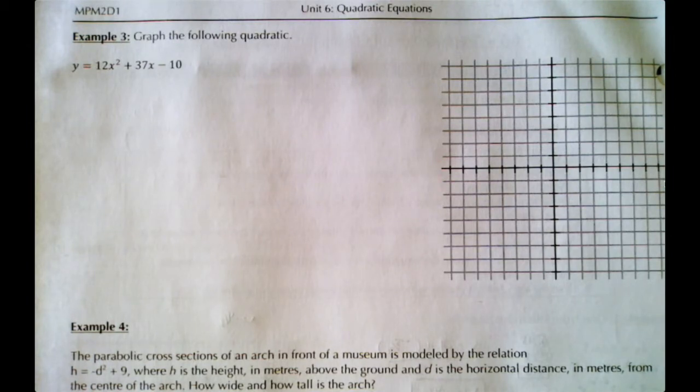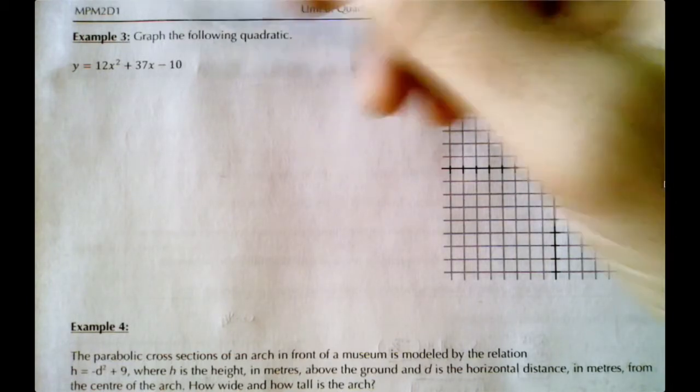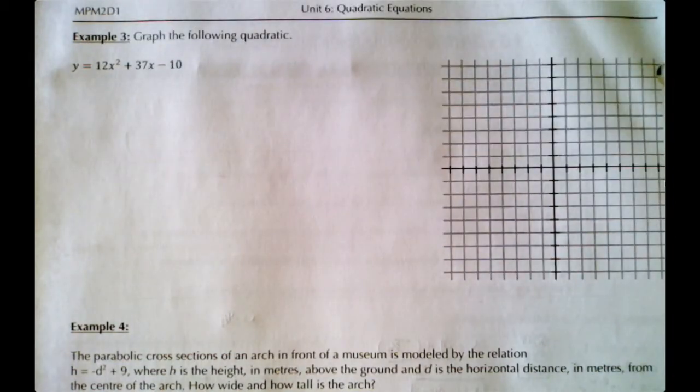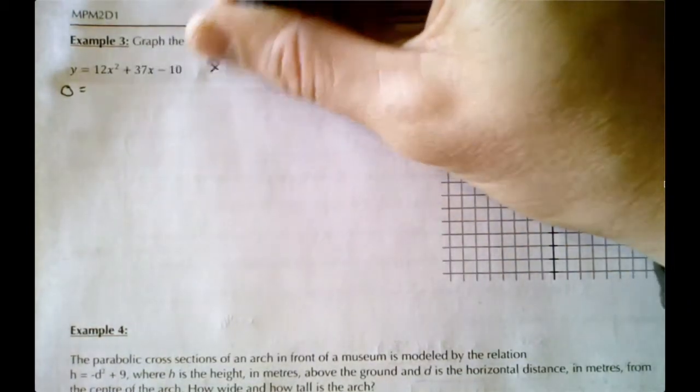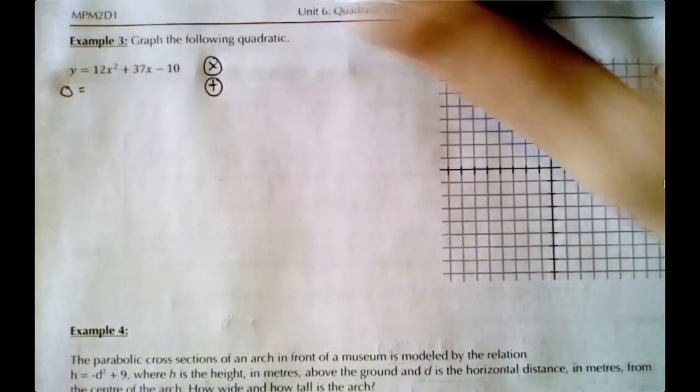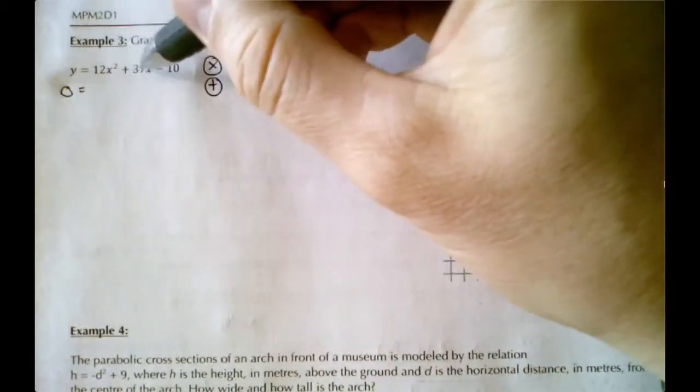This one doesn't look that fun. Y equals 12x squared plus 37x minus 10. No common factors, so we can't make this look any simpler. So what are we going to do? Well, we're going to look to factor to find the x-intercepts. So we're going to ask ourselves what multiplies to something and adds to something. Our adds to is 37.